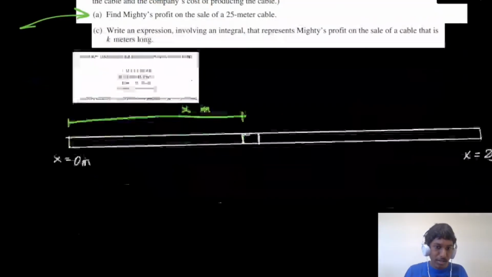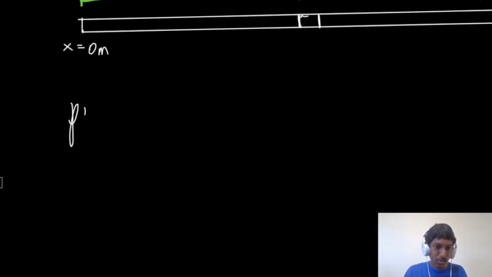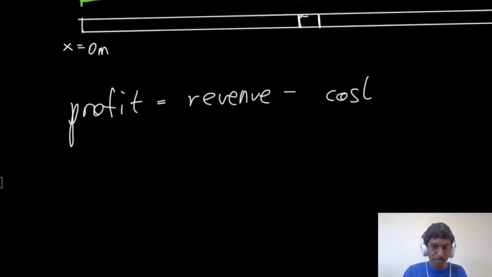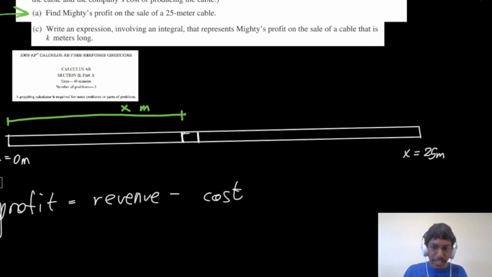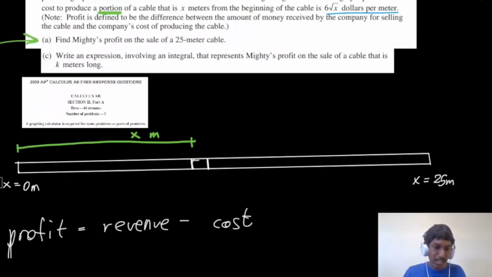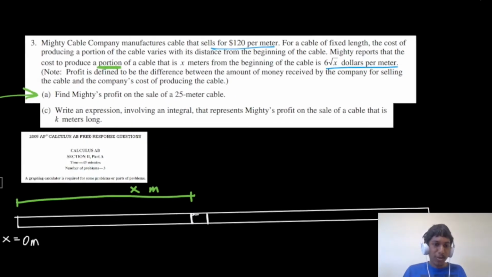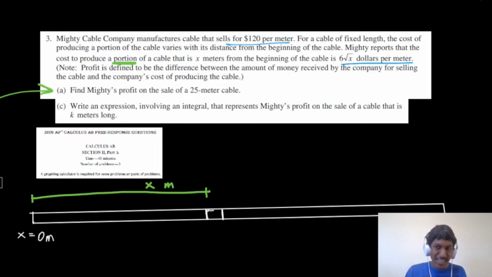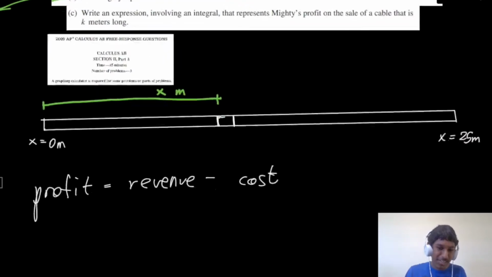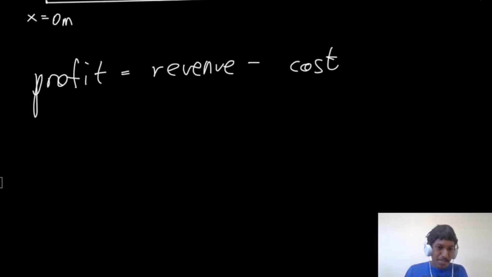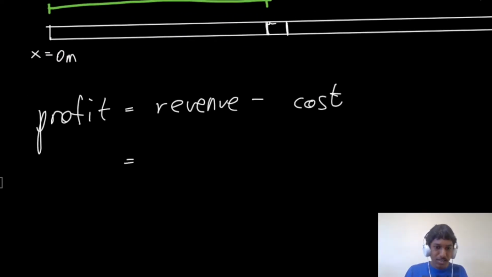So let's look at profit. The College Board gives the definition of profit as revenue minus the cost. But now the trick is we can't just do this with a simple multiplication, because the cost to make this portion is different from the cost to make this portion, and so on and so forth. And this is on a calculus test, and so we're going to be using calculus to figure out the profit.